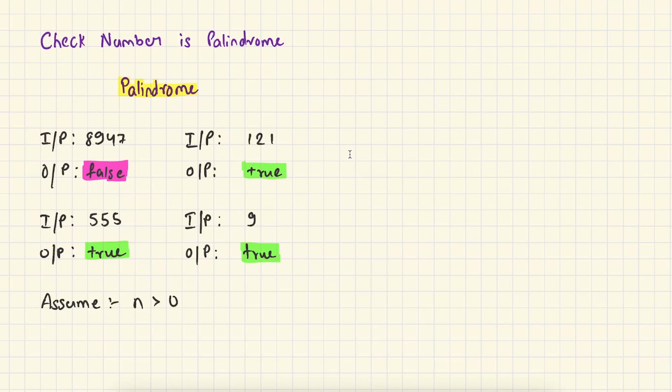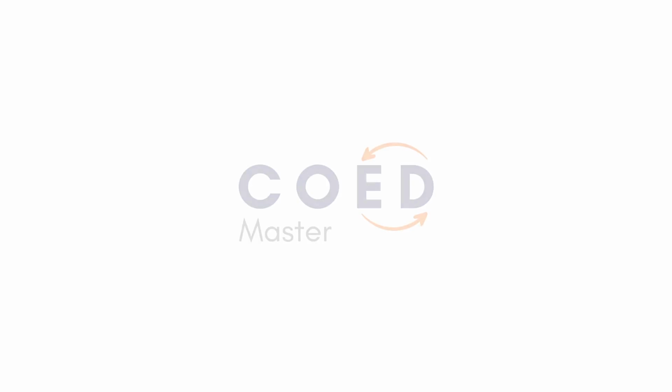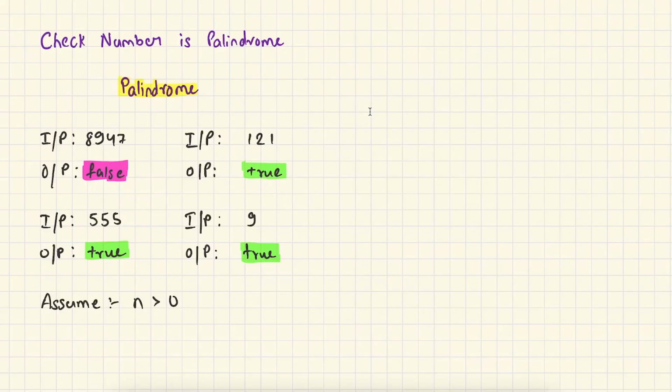The problem is, we are given a number and we have to find whether the number is palindrome or not. So let's get started. Let's see this problem. We are given a number and our task is to find whether the number is palindrome or not. So before we move on, let's understand what is meant by palindrome. A number is called palindrome if after reversing a number we get exactly the same number as the original number.